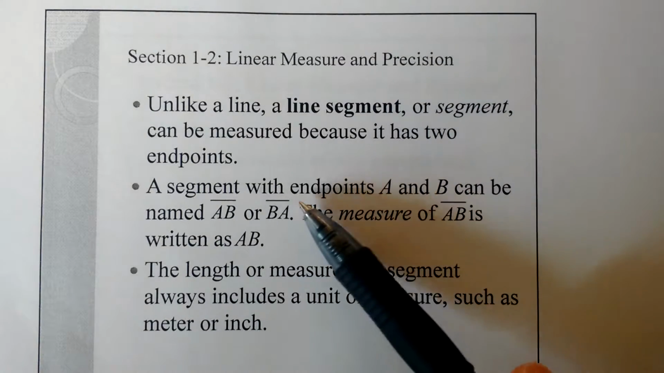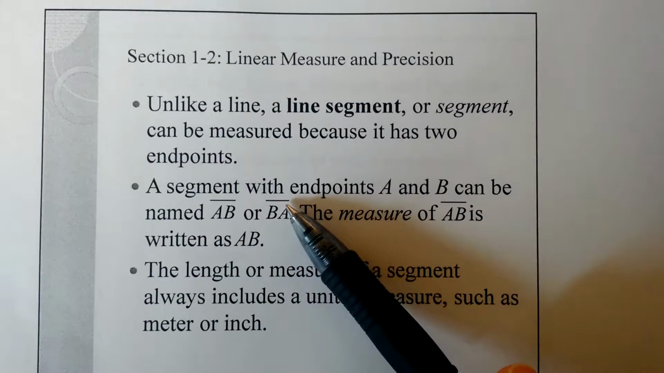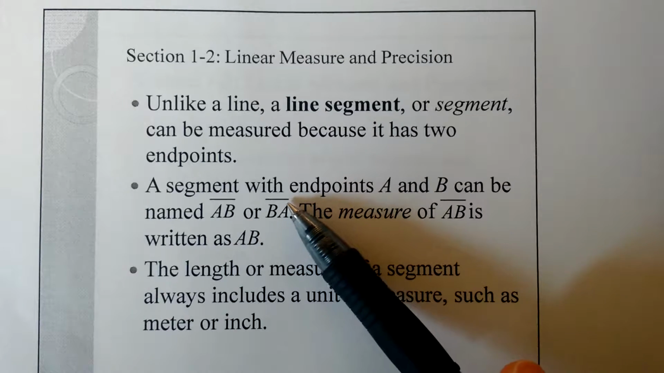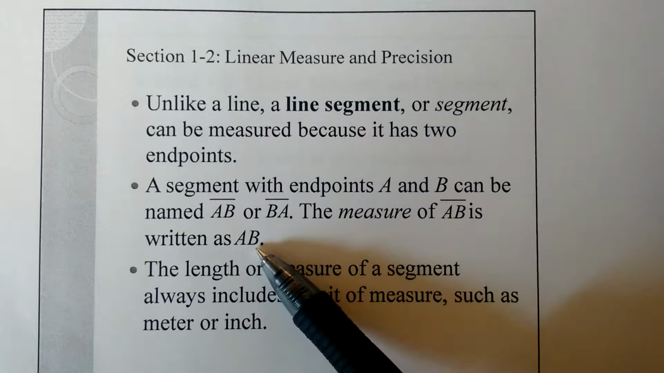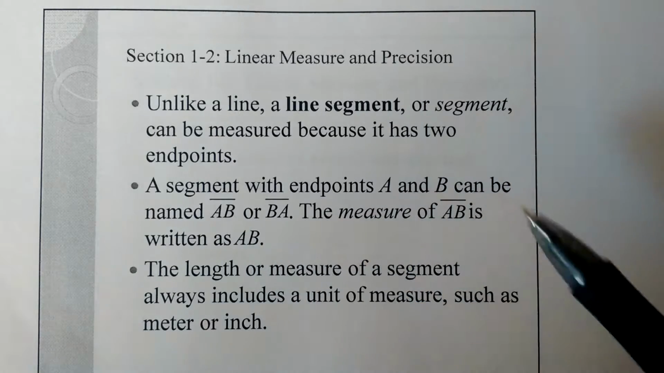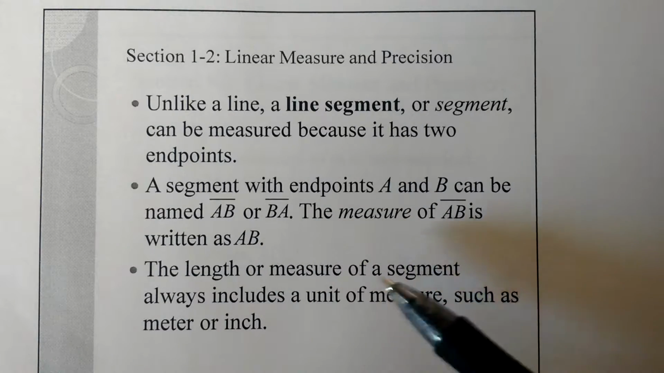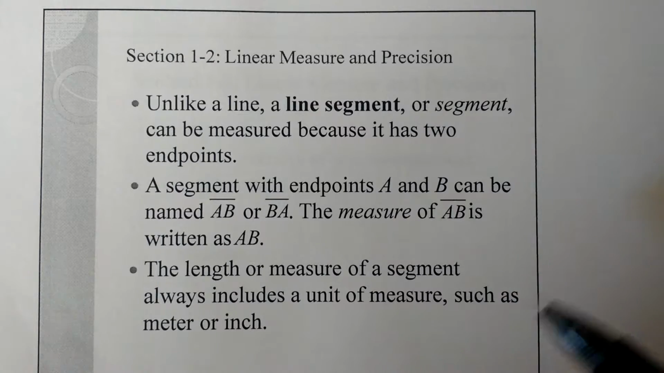If you notice, the symbol up above here does not have the arrowheads at the end. We say segment AB, so you do not put the arrowheads on it. The measure is written without the bar above it, so AB would equal a number. The length of a segment always includes a unit, such as meters, inches, centimeters, feet, miles, whatever you have.